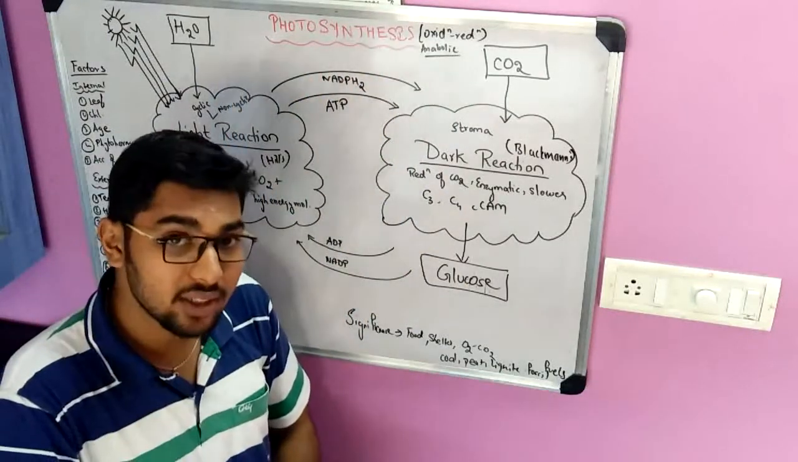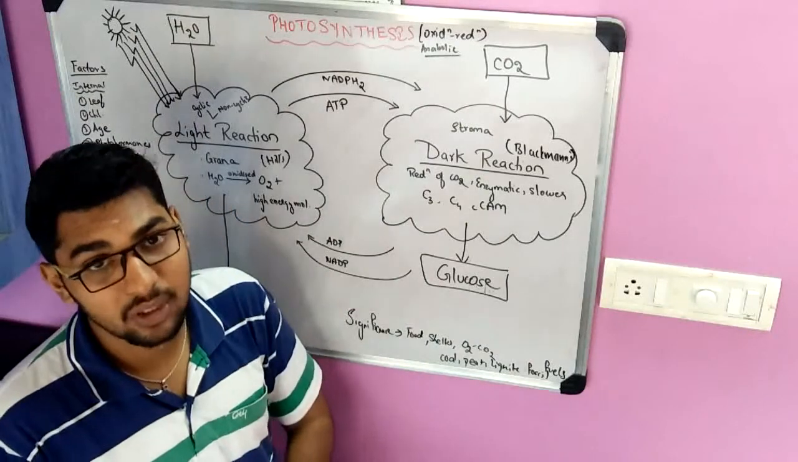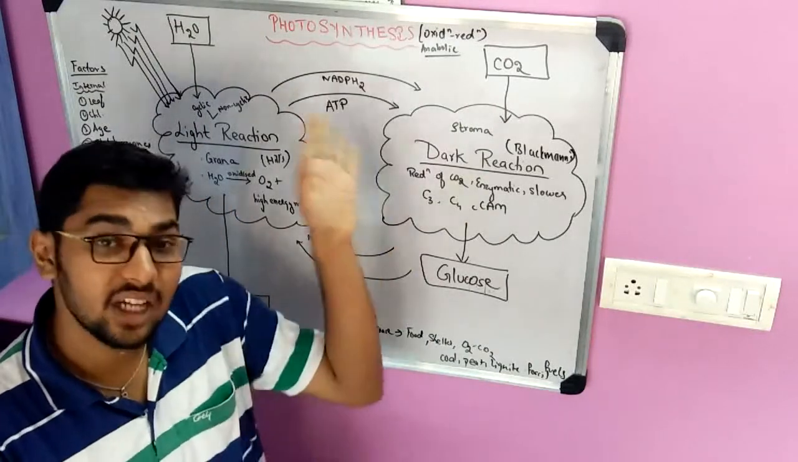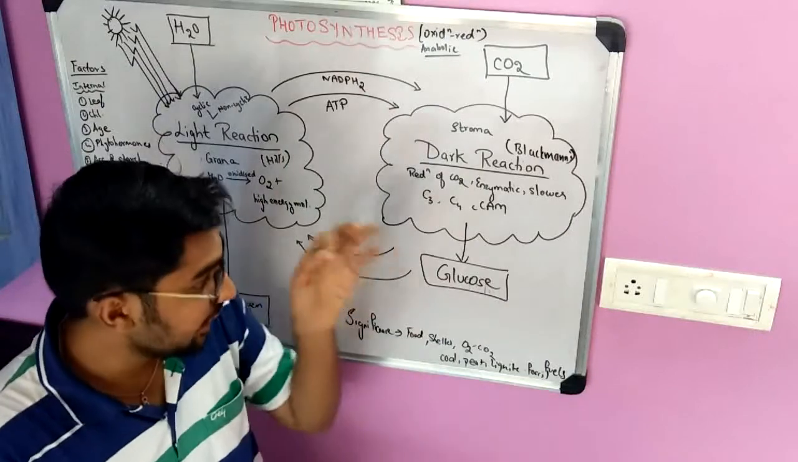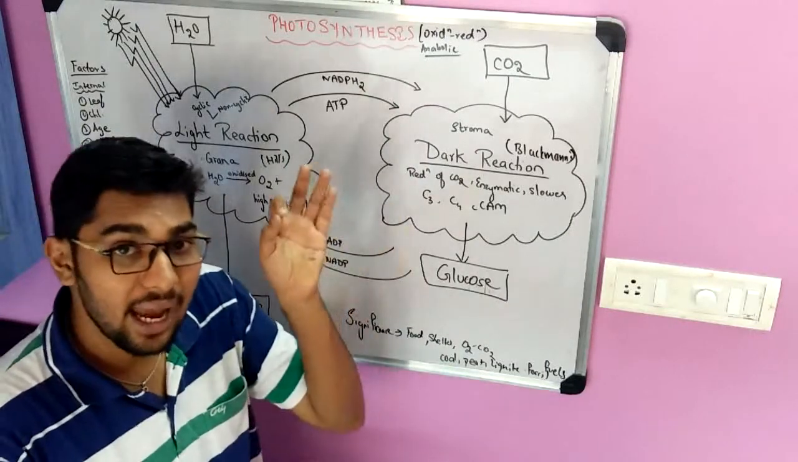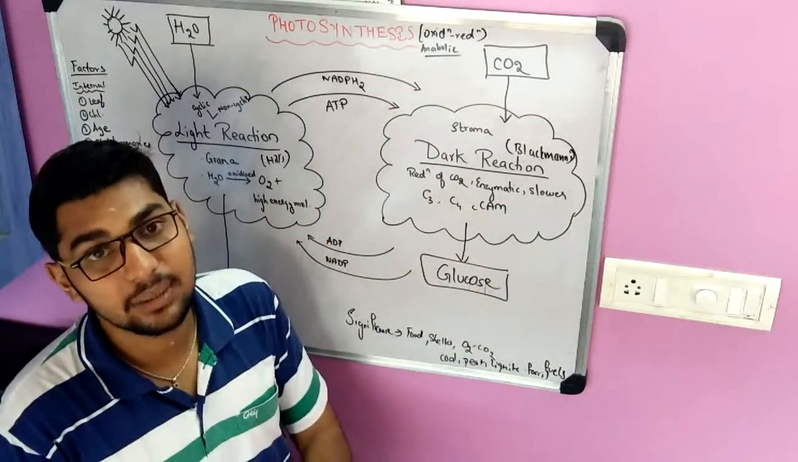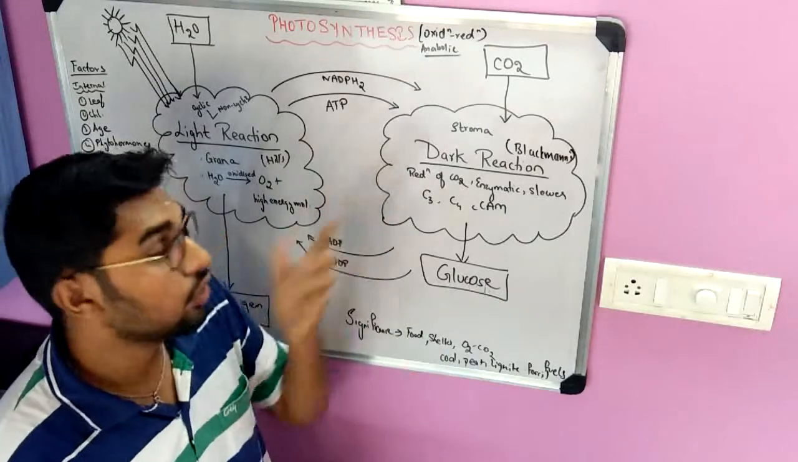It is both an oxidation as well as a reduction process. Hence, it is a redox process. Oxidation also occurs in this process and reduction also occurs in this process. So this is about photosynthesis.